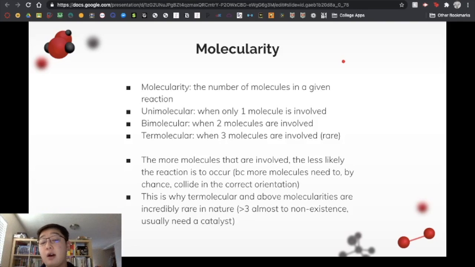Those are slightly rare. And then you can see, if you think about the collision theory, the more molecules that are involved, the less likely the reaction is to actually occur, because more molecules are needed to collide by chance, and that is obviously much rarer. This is why termolecular and above molecularities are incredibly rare in nature. You almost never see anything with more than 3.